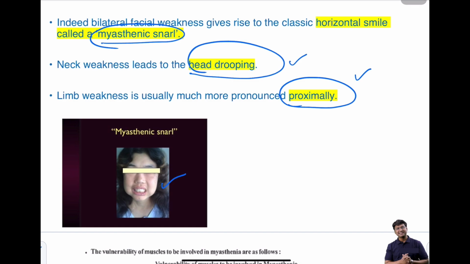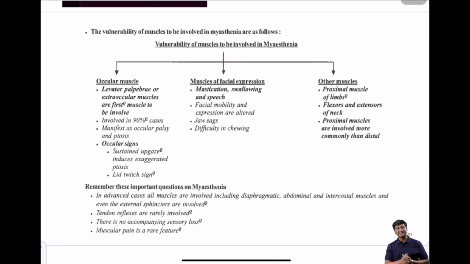So let me just give you the summary of the involvement of the muscles in myasthenia gravis. The first muscle that is affected is the levator palpebrae superioris, and because of that these individuals will have ptosis. There is also extraocular muscle involvement resulting in diplopia. Muscles of mastication are also affected, because of which there will be drooping of the jaw. Swallowing and speech are also affected because of the involvement of pharyngeal and laryngeal muscles. And they will have abnormal facial expression because of weakness within the facial muscles, drooping of the jaw, and difficulty in chewing.